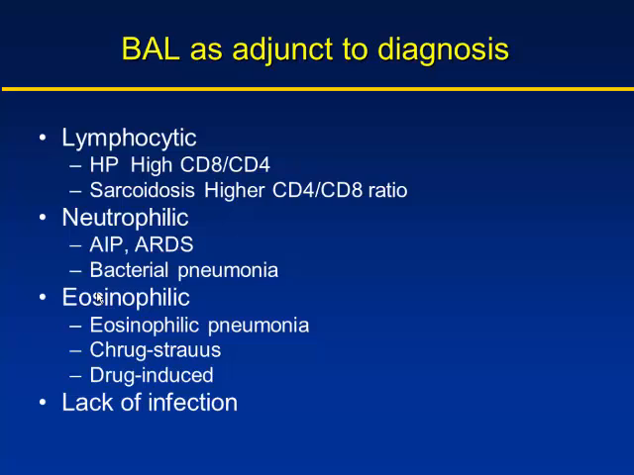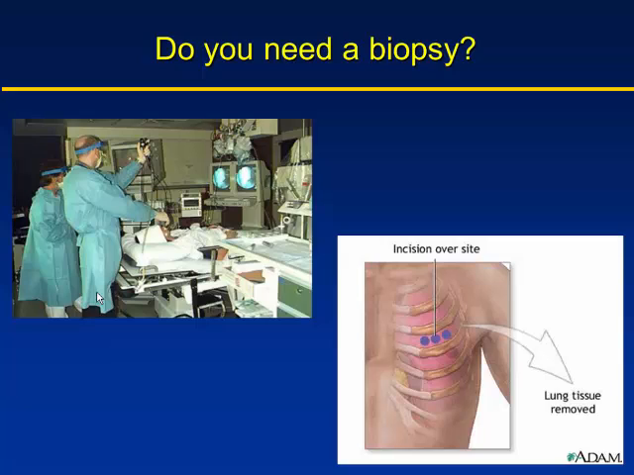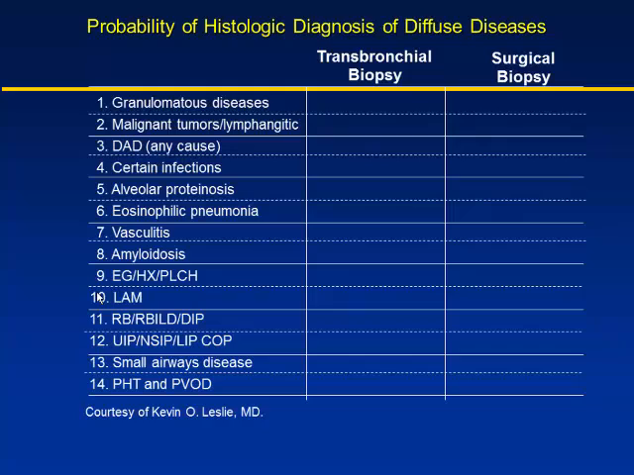And then eosinophilic, obviously, is an adjunct, and the most important thing oftentimes is not finding an infection, as Tamim alluded to before. So that's going to be very important, to rule that out and get it out of the way before you move on. Now the question is, do you need a biopsy? And if so, what kind of biopsy?